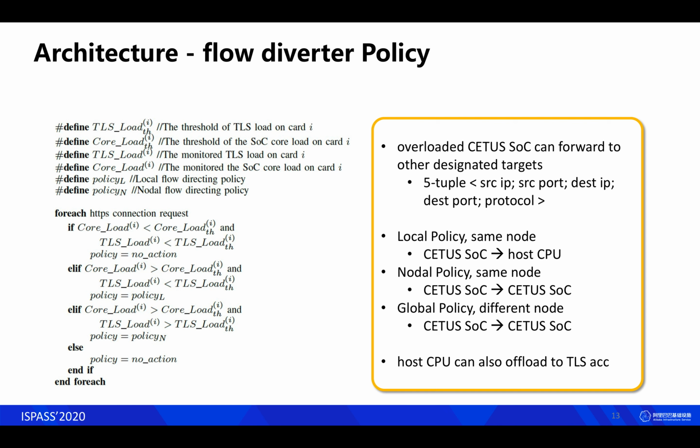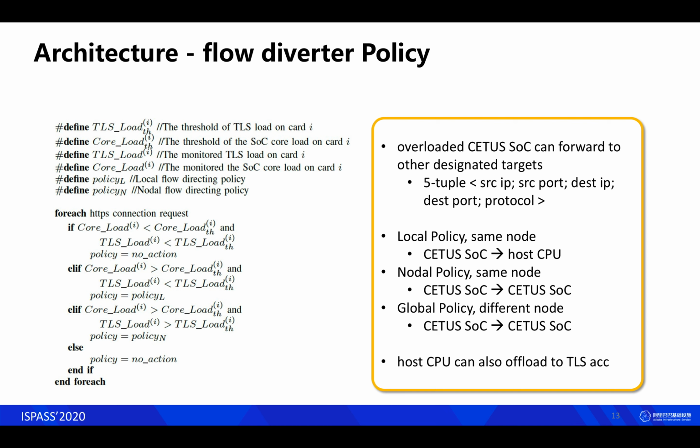This slide shows a little more detail about the specific policy that we implement in the flow diverter. Once the flow diverter in the CETUS SOC on the node is programmed, we find a 5-tuple match table and choose the appropriate balancing policy out of 3 levels. The first level is a local policy, which steers the traffic from the CETUS SOC to the host CPU in the same node when the load of the CETUS SOC is larger than a given threshold. Beyond that is our second-level policy, which is a nodal-level policy.